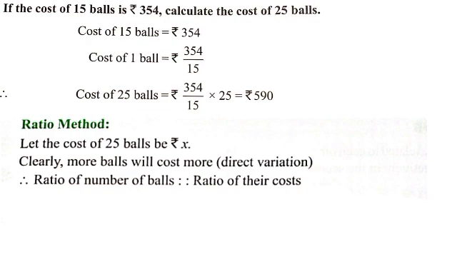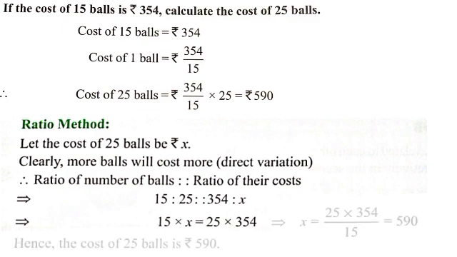And clearly more balls will cost more. So with a direct variation, the ratio of the number of balls is equal to the ratio of their costs. 15 is to 25 is equal to 354 is to x. So when I bring it to the other side, 15 into x is equal to 25 into 354, which gives x is equal to 25 into 354 by 15, which is equal to 590. Hence the cost of 25 balls is 590.